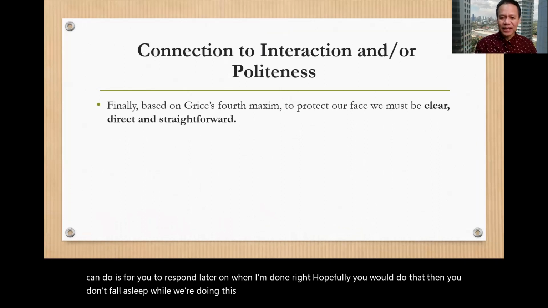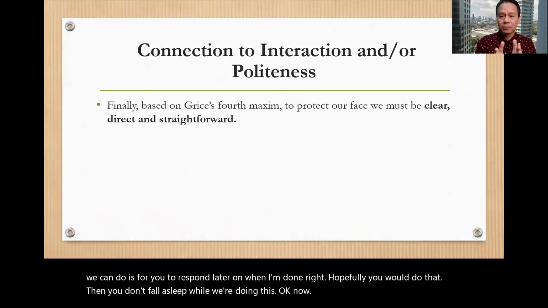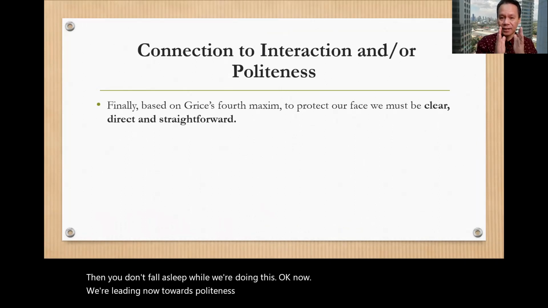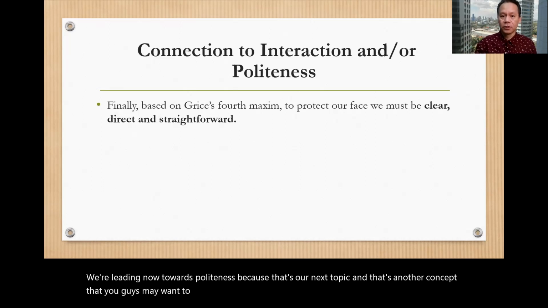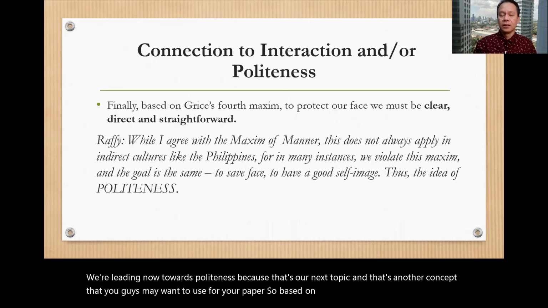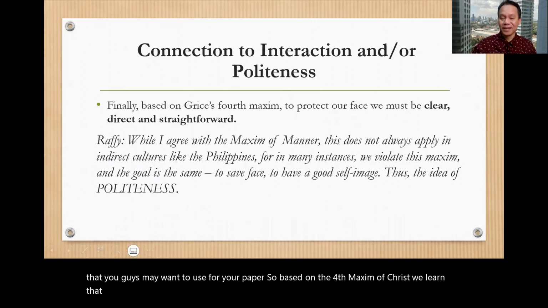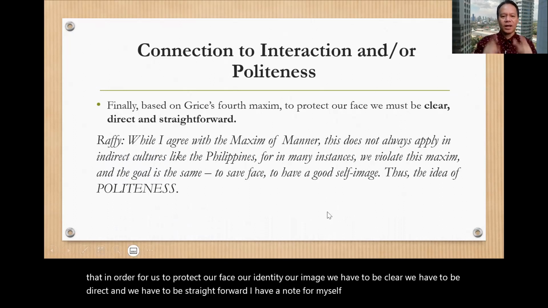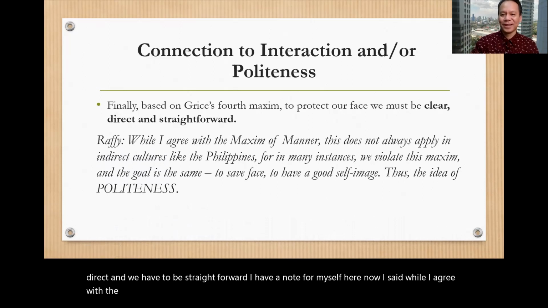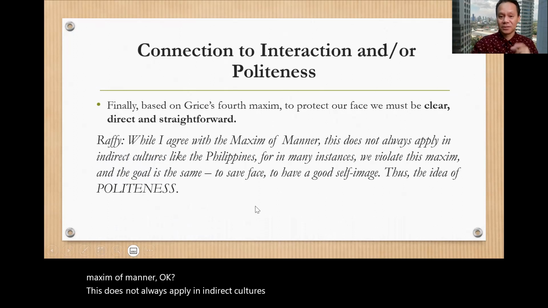Now, we're leading towards politeness because that's our next topic. And that's another concept that you may want to use for your paper. So based on the fourth maxim of Grice, we learned that in order for us to protect our face, our identity, our image, we have to be clear, direct, and straightforward. I have a note for myself here. While I agree with the maxim of manner, this does not always apply in indirect cultures like the Philippines. So this is my observation here.